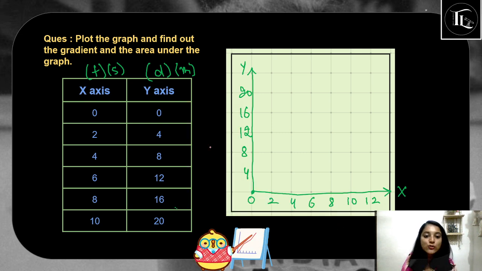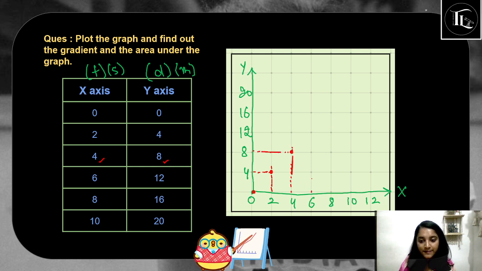So you see it is 0, 0. So on the x-axis 0, on the y-axis 0. If x-axis is 2 units, y-axis is 4. So it is 2, 4. Then x-axis is 4, y is 8. 4, 8.